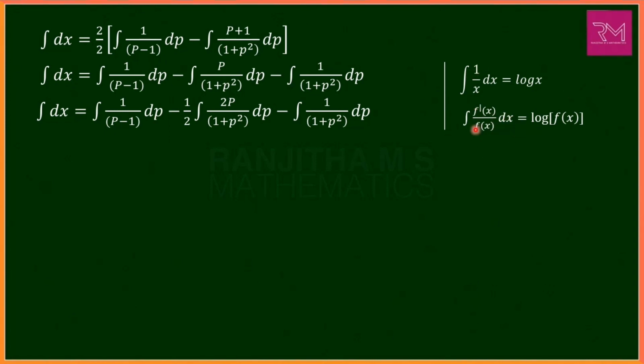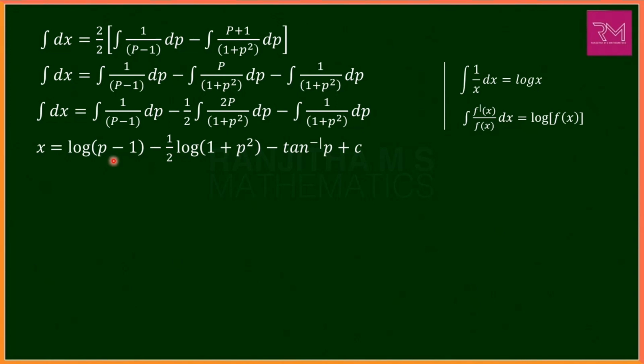So substituting this value of integration, on the left hand side we have integration of dx, which is x, which is equal to integration of 1 by p minus 1 into dp, which is log of p minus 1, minus 1 by 2, a constant as it is, into integration of 2p by 1 plus p square into dp, which is log of 1 plus p square, minus integration of 1 by 1 plus p square dp, which is tan inverse p, plus some integration constant c.